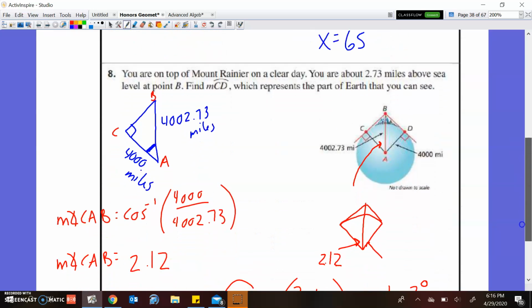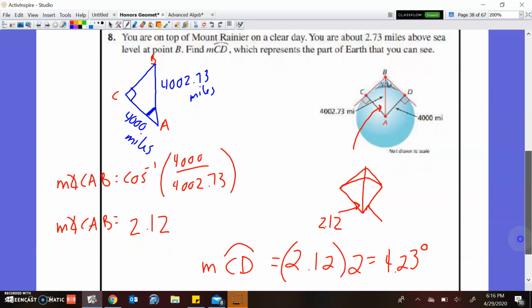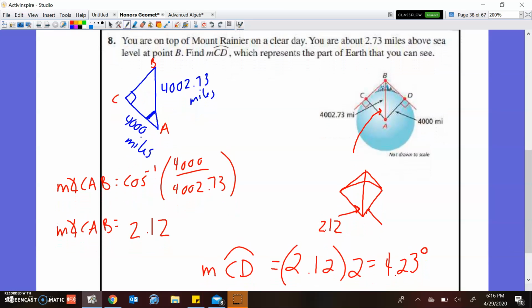Okay, now here's another one of these Earth scenarios, and that's the one I kind of got cut off on. So here in this one, we're at the top of a mountain on a clear day. You're about 2.73 miles above sea level at point B. Find the measure of arc CD, that arc right there, and that represents the parts of the Earth that you can see. So what is the degree value of what you can see is what they're saying.